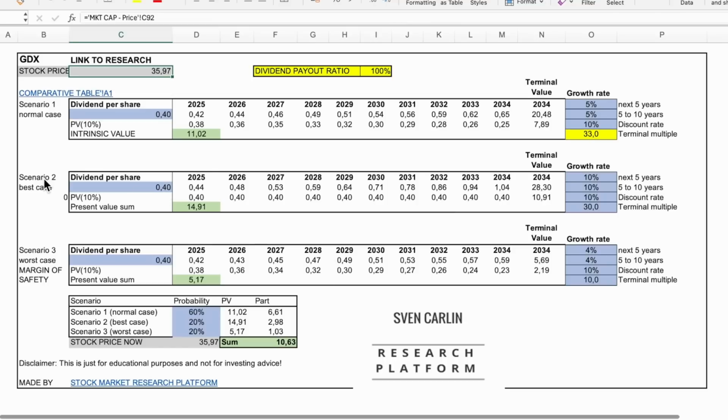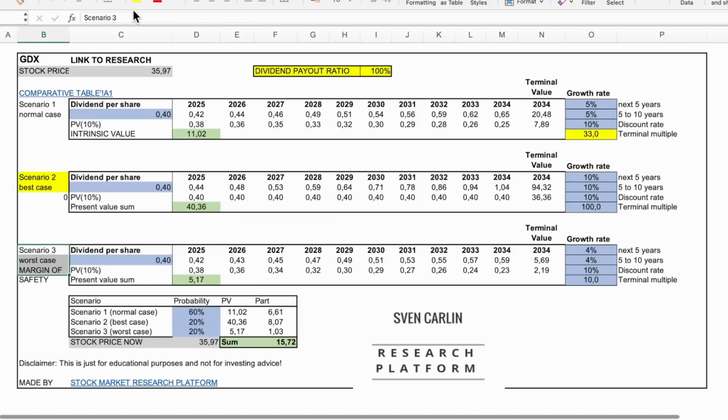If we look at the best case scenario, then let's say they grow the dividend by some miracle 10%, the discount rate still 10%, and the terminal multiple, let's say the dividend yield required is just 5%, then we are somewhere at 22, still exuberant. If the dividend required is 1%, then that explains the current price because the yield required is minimum.